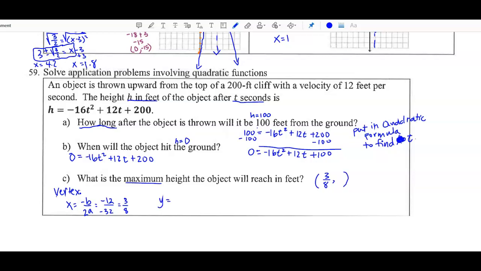And then y equals, and now you're just going to plug that in, right? So negative 16 times 3/8 squared plus 12 times 3/8 plus 200. Right? I'm kind of surprised how many crazy fractions they have given you on this review. So anyway, you can just put it into your calculator and figure out what that would be. I don't have a great calculator here.